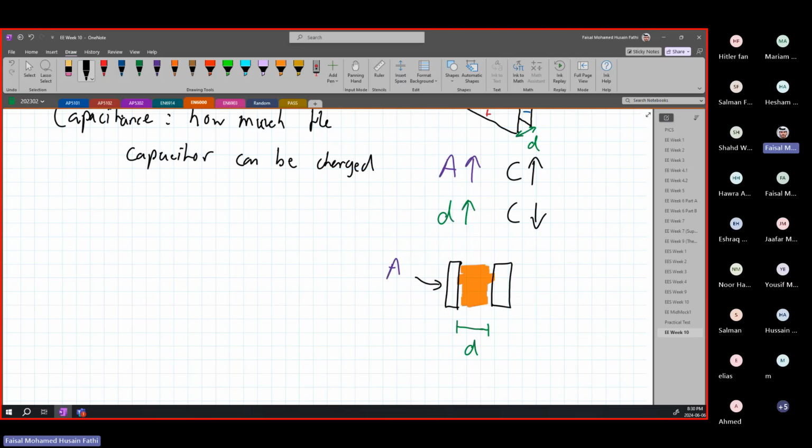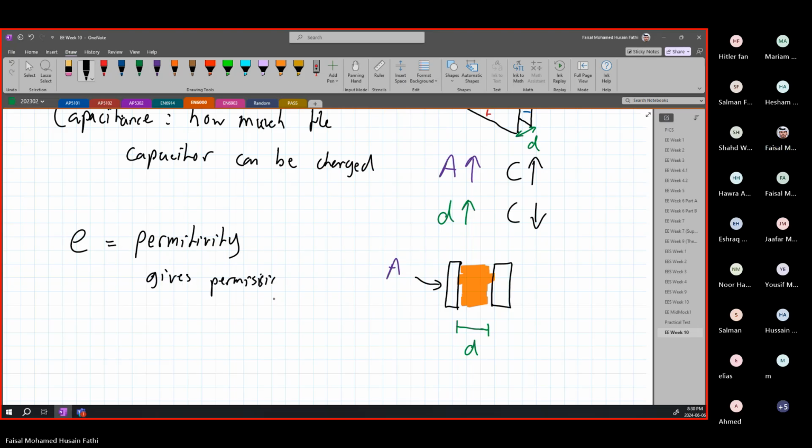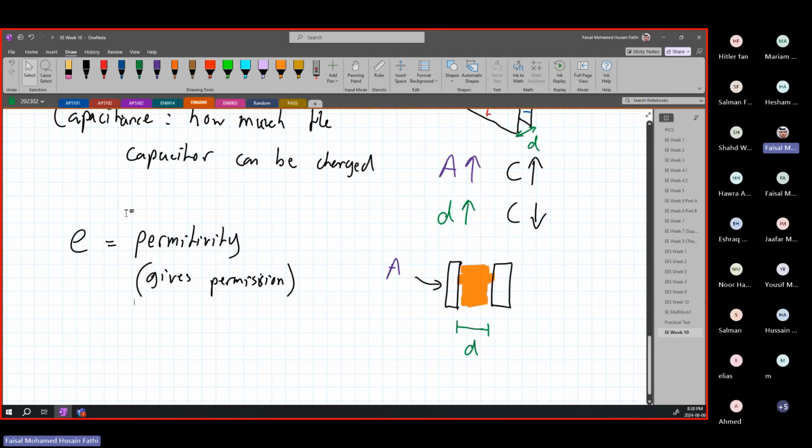All right, so there's something called E, which is your permittivity. What is permittivity? It gives permission. If you think about it, this is where the word comes from. Permittivity means it permits the transfer from your plus to your minus. This is what it means. It allows transfer of your electrostatic field, or your electrostatic force, going from here to here. It makes sure that your electric field has an allowance to move from one point to another.